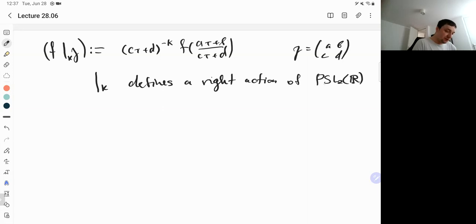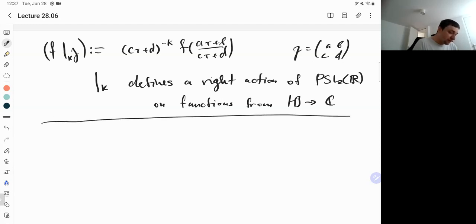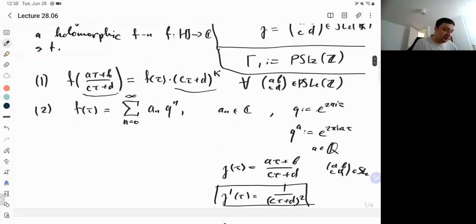And here it's important that k is an even integer, because otherwise it wouldn't respect this projective invariance on the space of all functions on the upper half plane, on functions from H to C. Doesn't need to be holomorphic, just any function. This formula defines a group action. And in terms of this group action, the condition 1 is very natural. It just tells you that f is invariant under this.